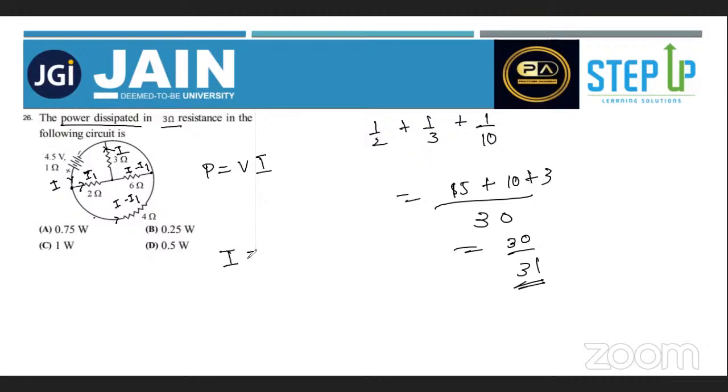So I will be how much? V is equal to IR, so I is equal to V upon R. V is basically 4.5. One more R is there here. So I is 61 upon 31. I have 61 upon 31.